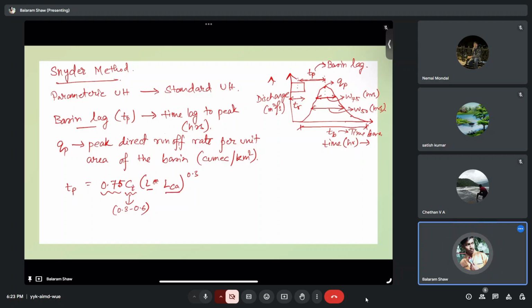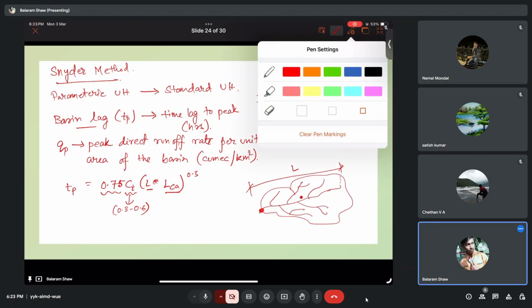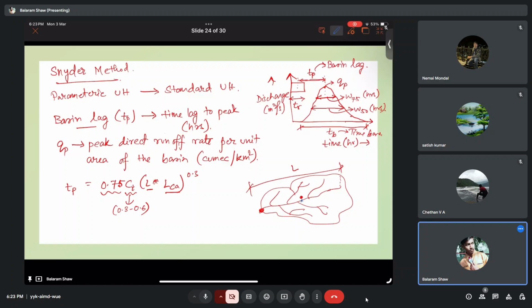Other than the watershed characteristics like L and LCA, what are L and LCA? L is the length of the mainstream from the outlet to the divide. So let's say this is the catchment, and this is the outlet. The total length from the outlet to the remotest point, we call that L, and let's say the centroid is here. The nearest point from the centroid to the stream, if we take a length from the outlet to there, we call that LCA. LCA is the distance from the outlet to a point on the stream nearest to the centroid of the watershed, and both of these we take in kilometers.